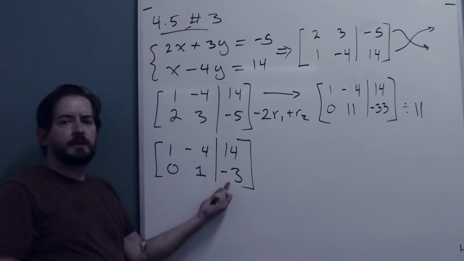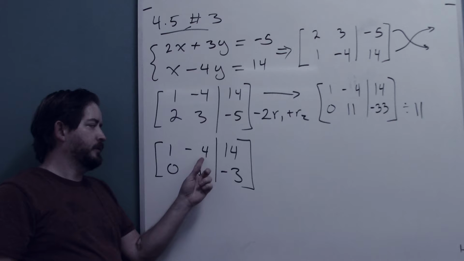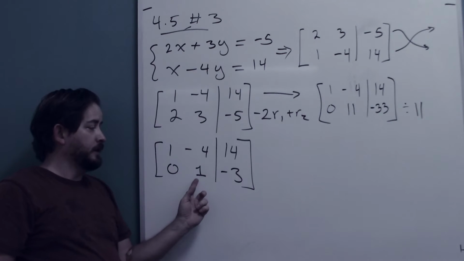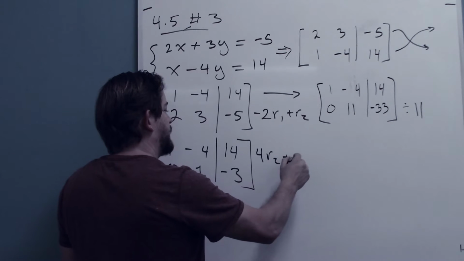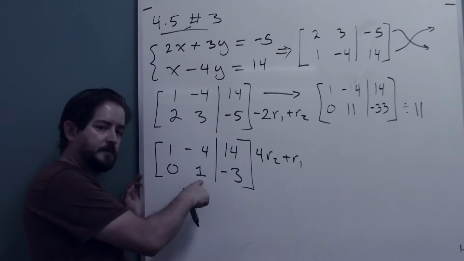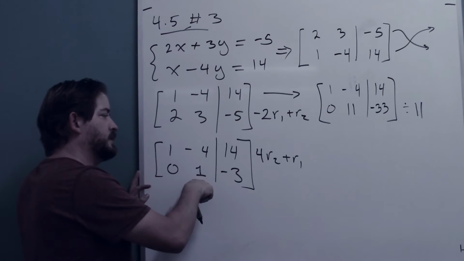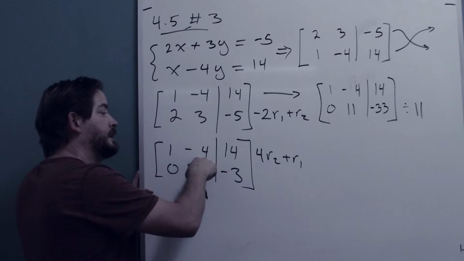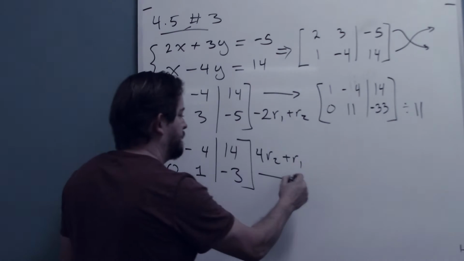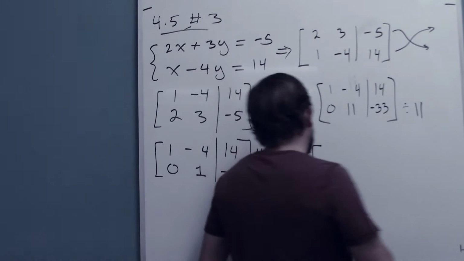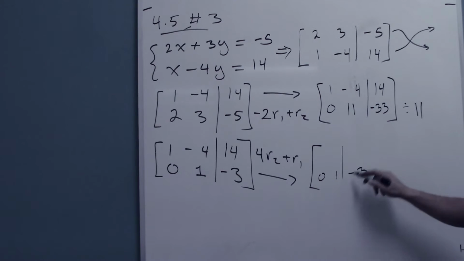Y is -3, but I'm really 3/4 of the way through the work here, because the next step is my last step. I want to get rid of this -4, and I can use this 1 to do that. I'm going to take 4 row 2's and add it into row 1, because 4 times this 1 is 4, plus -4 is 0, that's what I want, but it also doesn't mess up this first column. So the bottom stays the same, 0, 1, -3.